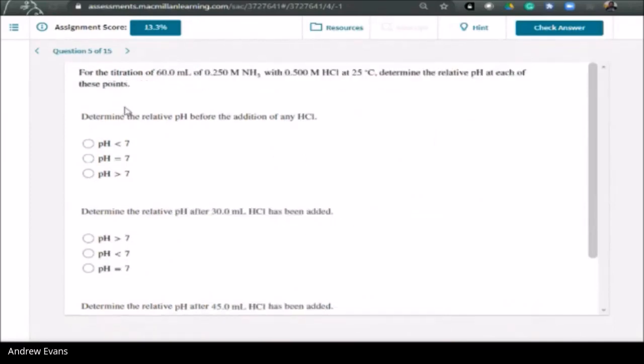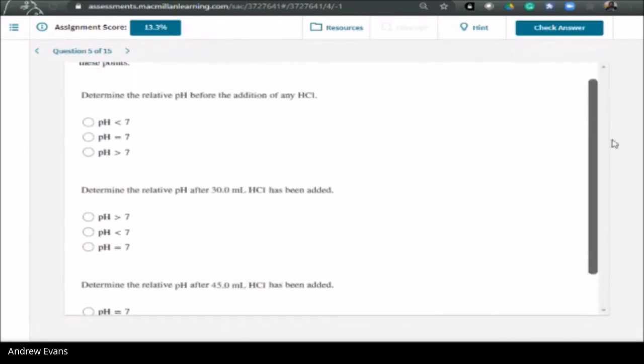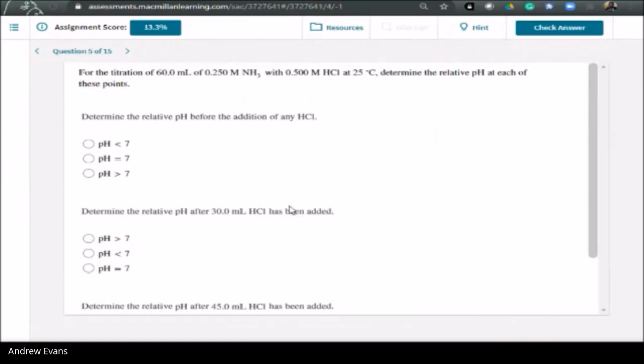So this is just hypothetical. This one just wants you to think of these things. So this one we have a weak base and we're adding an acid. What would the pH be before I've added any acid? Well, it should be basic, so the pH should be greater than 7.